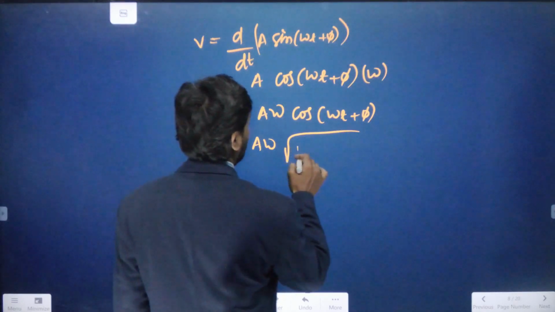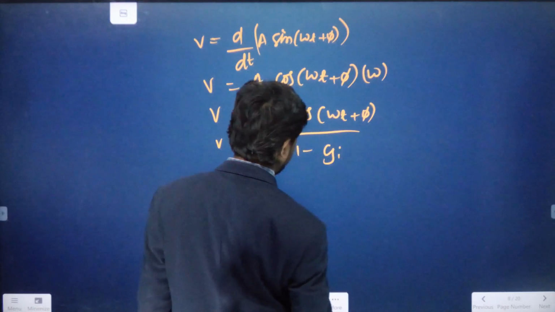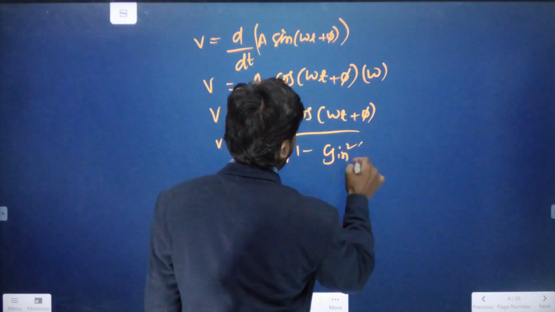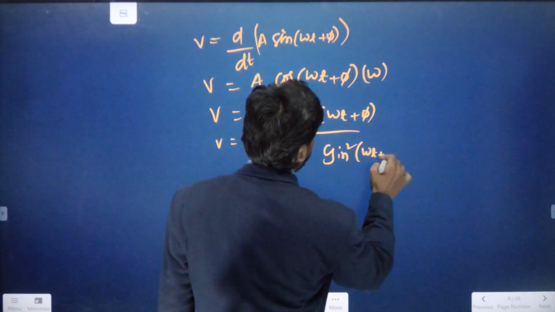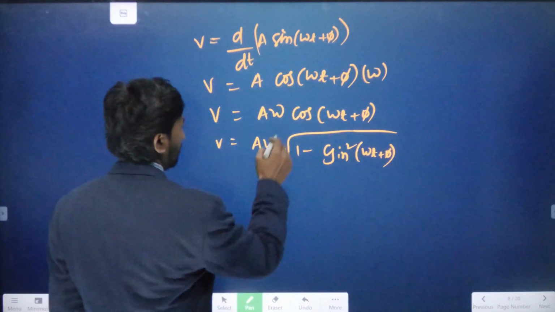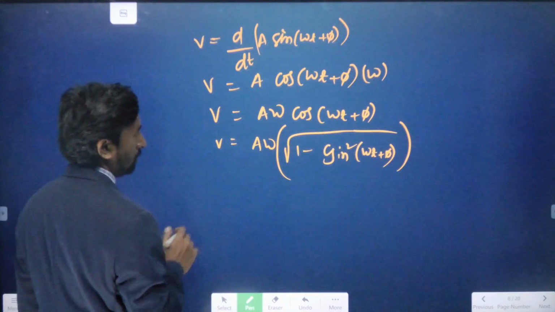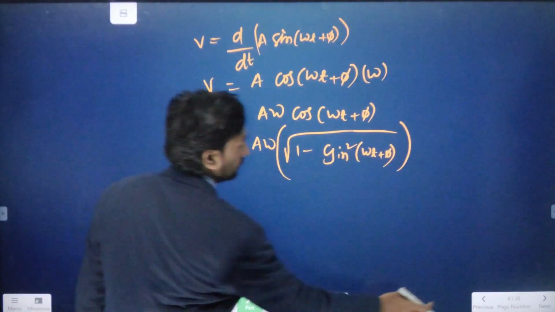So here we can write 1 minus sine square of omega t plus pi. Okay, so this is the equation we can write now. So we can convert this cos function into sine function in this way. So now from the first equation, what is the first equation here?